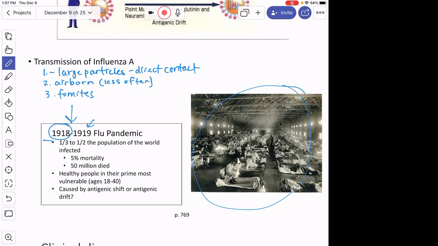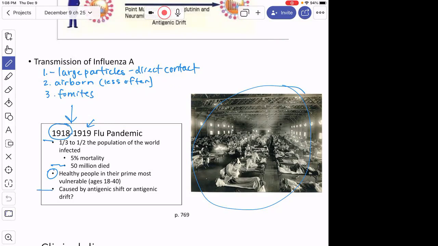Somewhere between 1/3 and 1/2 of the population of the world was infected, and about, as best we can tell, about 50 million people died. So we are not there yet with coronavirus, thankfully. Pretty high mortality. A really striking thing about that pandemic was that people that were in their prime, about 18 to 40, those were the people that were most often dying. Usually with the flu, it's the elderly or maybe the very young. We think that had something to do with those people having the most robust immune response, way too much inflammation, and that contributed to the mortality there.